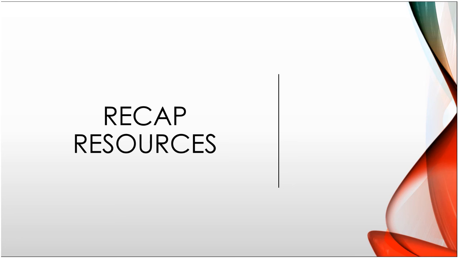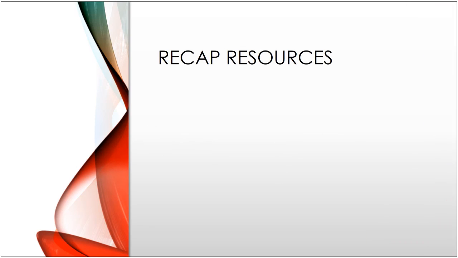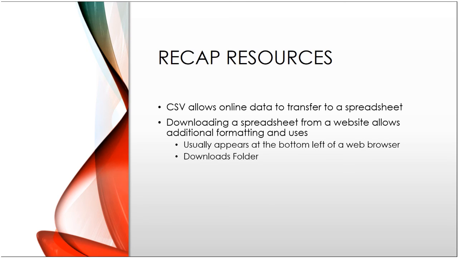So I just want to recap a couple of resources that we talked about today. First off, CSV allows any type of online data, especially data that's already in kind of a spreadsheet form, to transfer to a spreadsheet. So we were able to pull grades from Canvas. We were able to pull grades from our online gradebook, any type of report that you can download there. And of course, downloading means that you can use that data for different things and you can add to it. When you download, it's going to appear in the bottom left of that browser, or it'll be in that downloads folder.